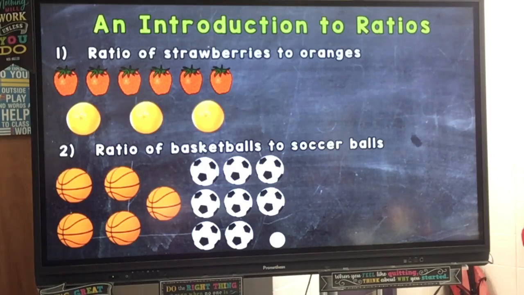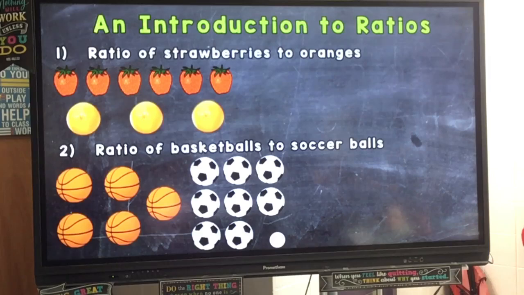Now, when we're talking ratios, a ratio shows the relationship between different amounts. So we're going to take a look at the quantity of one thing, the number of something, compared to the number of something else. For example, number one, we have the ratio of strawberries to oranges. So we're going to compare the quantity of strawberries to the quantity of oranges. And there are a few different ways we can write these ratios out.